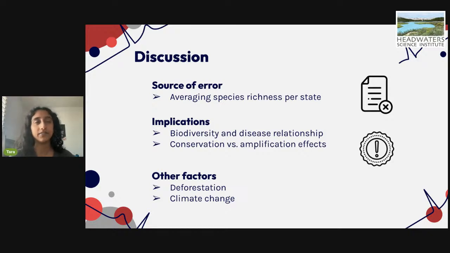So as I previously mentioned in my results, the R values for both of the relationships were pretty low, meaning that there are a wide variety of factors that can affect disease transmission, not just species richness. Some other factors are deforestation and climate change, because they alter habitats, which increases the interactions between wildlife, domestic animals, and humans.